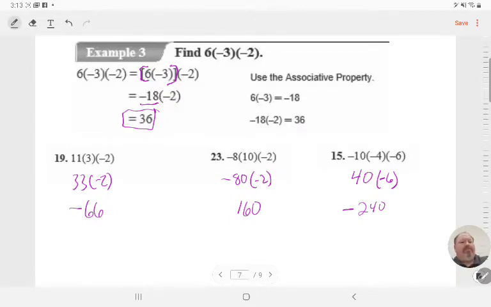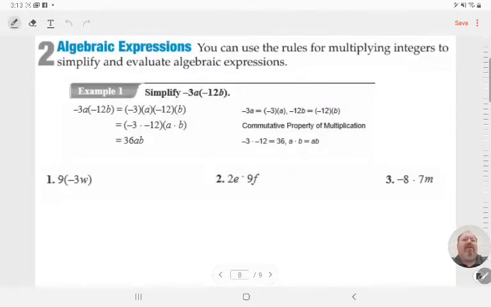All right. Now let's talk about algebraic expressions. So we can use the rules for multiplying integers to simplify and evaluate algebraic expressions. So let's simplify an algebraic expression. This one says to simplify negative 3a times negative 12b. Well, we could break all of that apart and say negative 3 times a times negative 12 times b. And then we can use our commutative property of multiplication, and we can move some things around. We'll put all of our coefficients in front and then our variables in back.